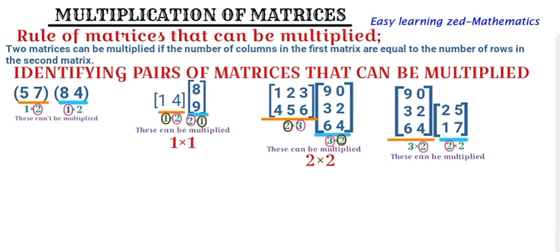Okay, let's look at the final example here. This one has 3 and 2 at the ends. So this is telling us that the order of the matrix we're going to get after multiplying these two matrices will be 3 by 2. Okay, so these are the facts you need to understand about multiplying matrices.